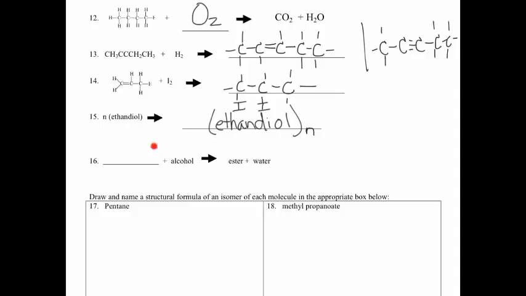Next question, we have a blank and an alcohol, and I made ester and water. And that's going to happen in an esterification reaction. Ester, esterification. The other reactant in an esterification reaction is the organic acid. Remember, an ester is often called a trapped acid, and it's trapped by linking that alcohol to the other side.